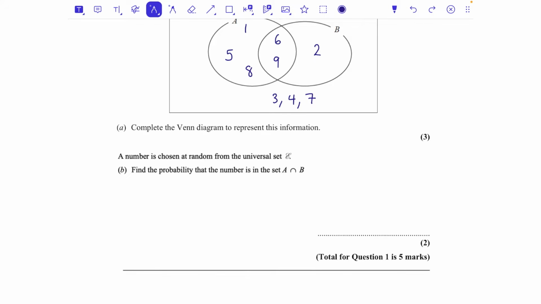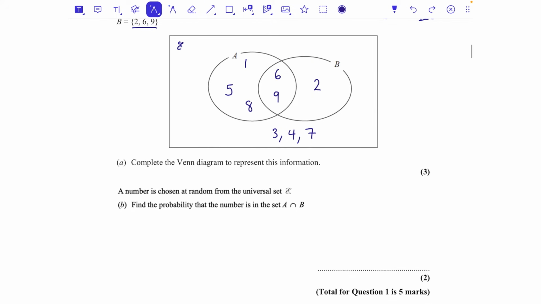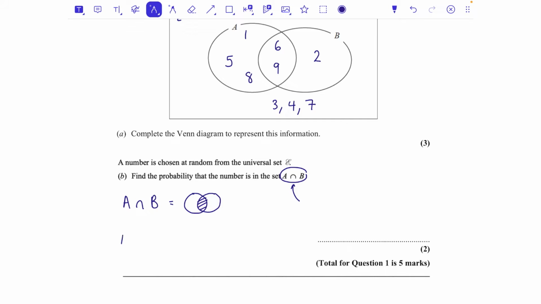A number is chosen at random from the universal set. Find the probability that this number is in the set A intersection B. So there's 2 of these that you need to remember. Well, a couple more, but 2 that come up a lot. This is called the intersection, and it's talking about the bit where A and B overlap. So the numbers that are in A and also in B. If you're asked for this one, that's called the union. And the union means they can be in either of them. So we don't mind if it's in this bit or in the middle or in the other bit.